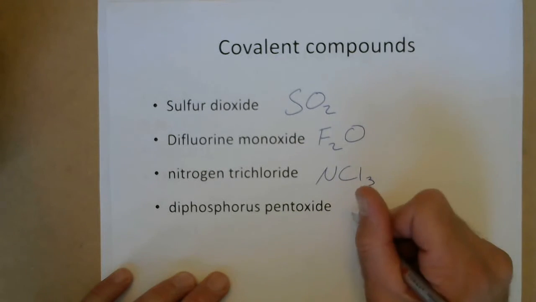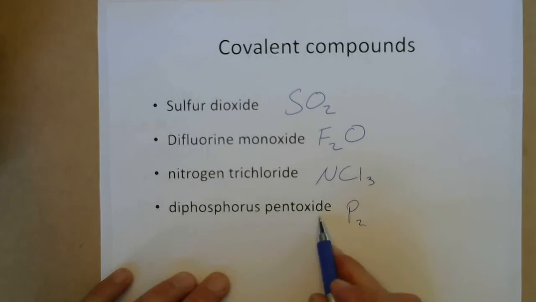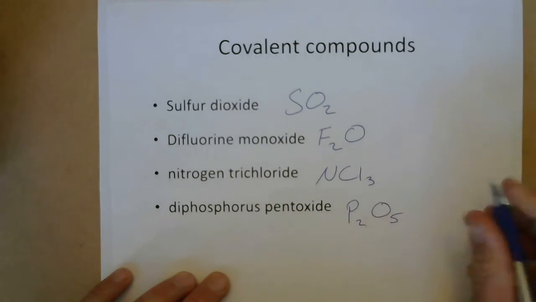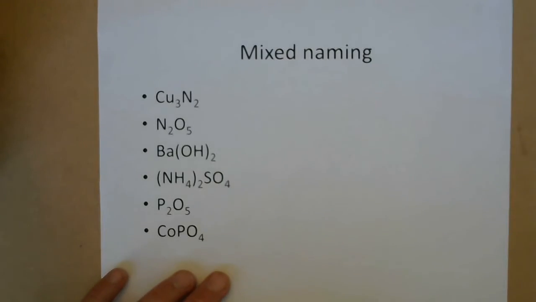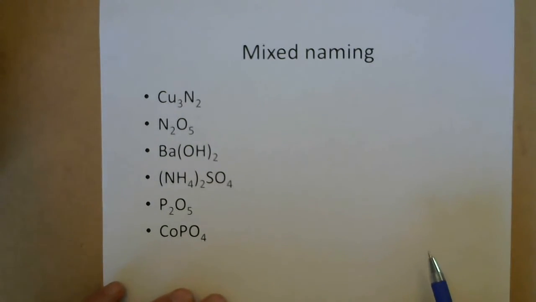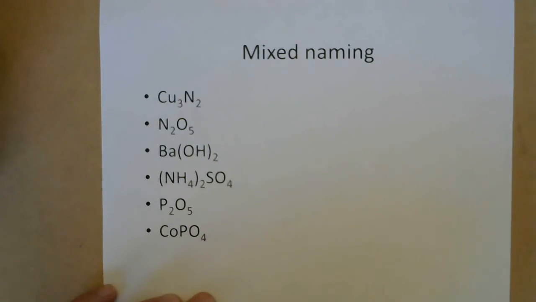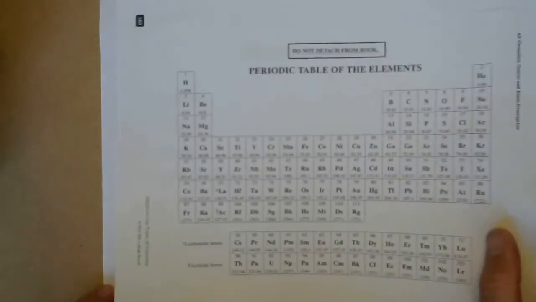Diphosphorus pentoxide, so we have phosphorus, two of them, then 5 oxygens. Now where it gets a little bit tricky is when they're mixed up, and this is how it's typically going to be seen. You're going to have some ionic ones and some covalent ones. So the first thing you want to do when you get to one of these problems is identify, is this ionic or covalent? And when we do that, we'll use the periodic table.